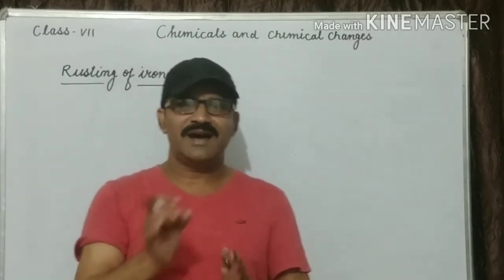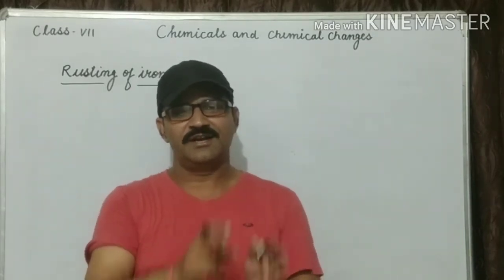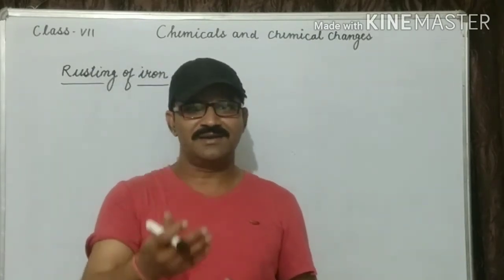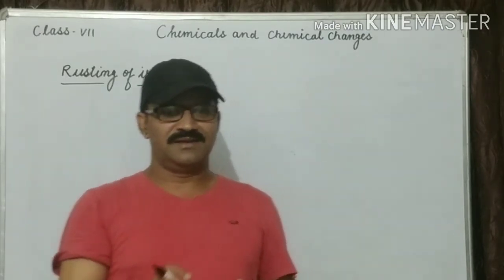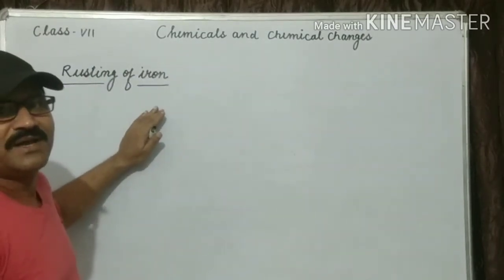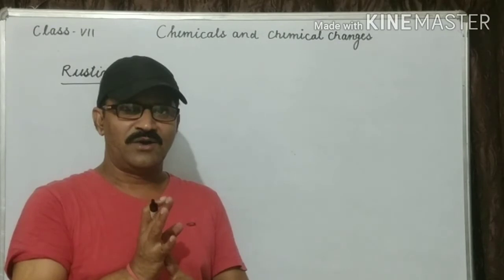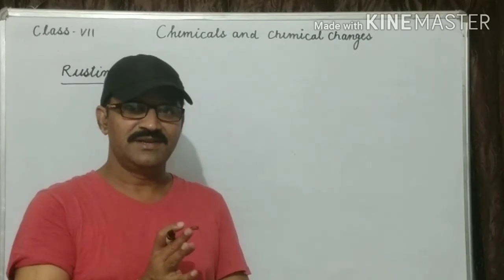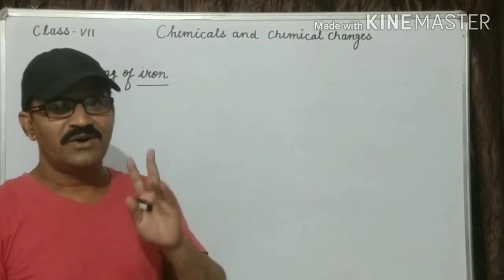The rust is actually iron oxide. Iron reacts with air and water to form iron oxide. So rust is the iron oxide formed by the reaction of iron with atmospheric oxygen in the presence of moisture. The rusting of iron is therefore a chemical change. So what are the conditions for rusting of iron? Oxygen is necessary, atmospheric oxygen, moisture is necessary, and an iron object is necessary. So there are two things, moisture and oxygen.